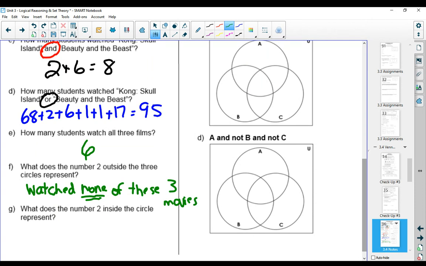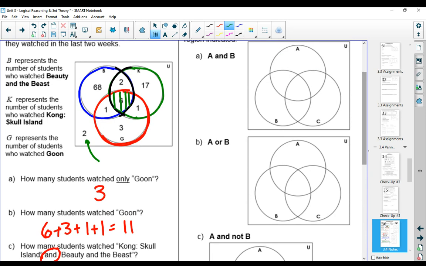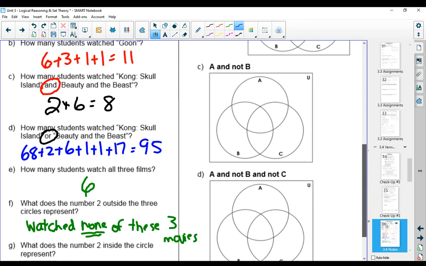And then the last question says, what does the 2 inside the circle represent? If we look at this 2 right here, this would be all of the people who watched Beauty and the Beast and Kong, but not Goon.